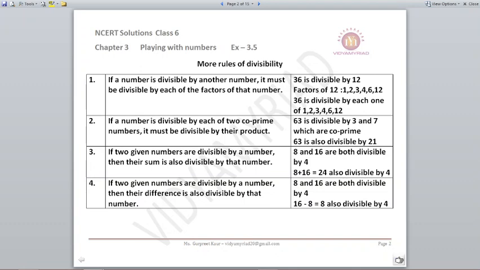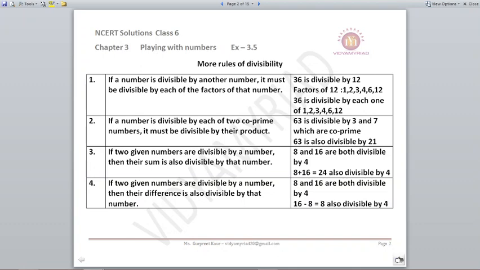Next they are saying is, if two given numbers are divisible by a number, then their sum is also divisible by that number. Now the example taken here is 8 and 16. These are two numbers, both are divisible by 4. If I take the sum of 8 and 16, their sum will also be divisible by 4. So it becomes a true statement.